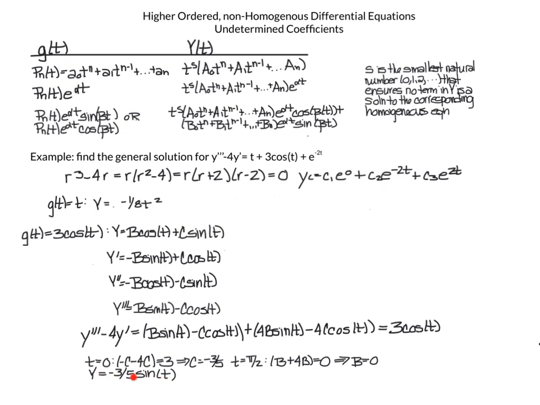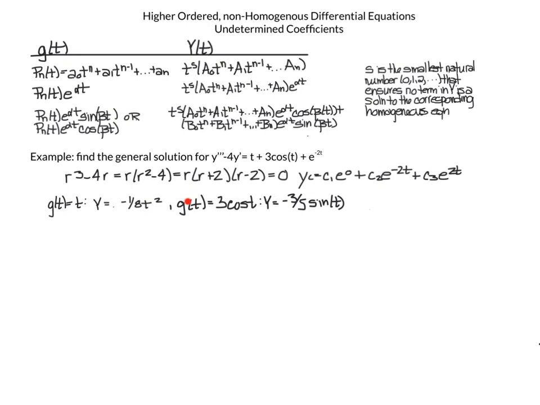So my y for my g of t equals 3 cosine of t is minus 3/5 sine of t. And now I'm going to add for my g of t, 3 cosine of t, that y is equal to minus 3/5 sine of t. So far I have 2, and I only have one more term to do.